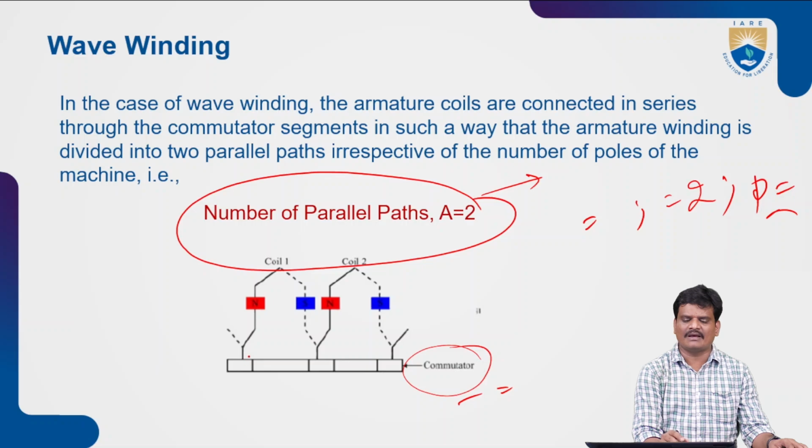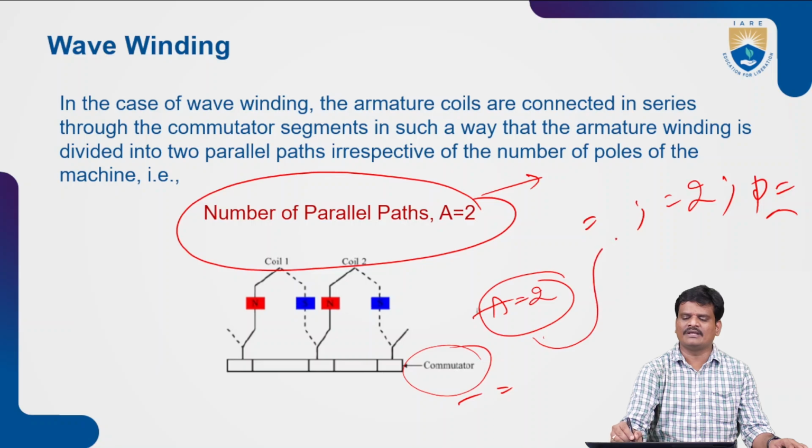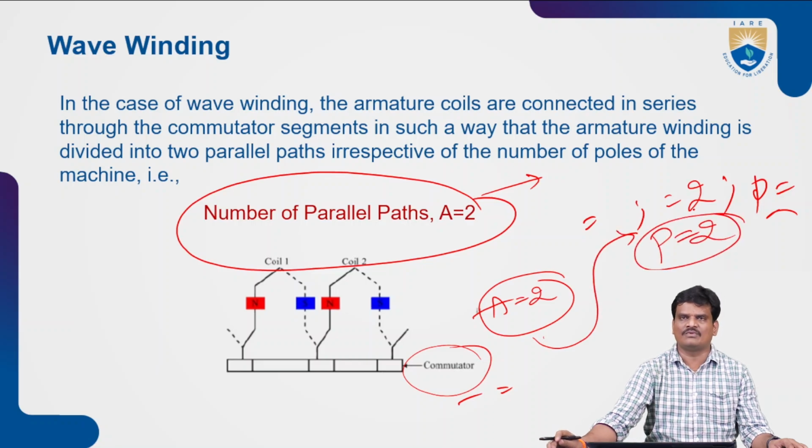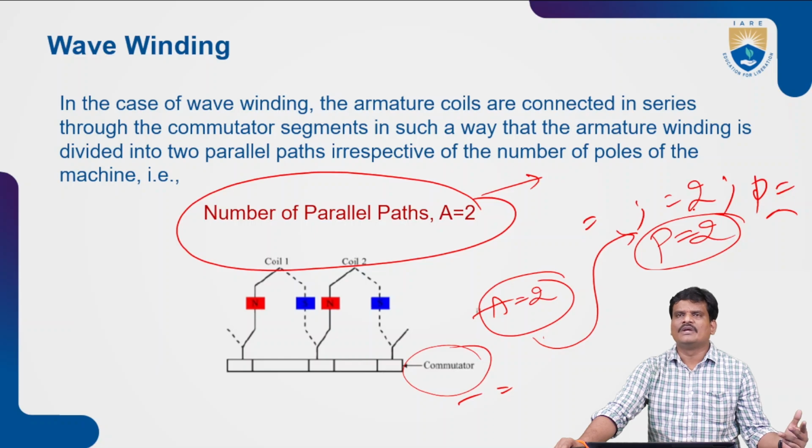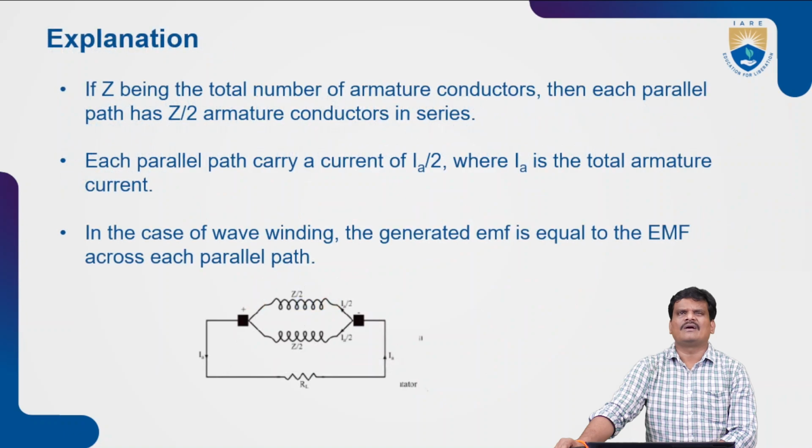Always the number of parallel paths which are maintained in case of a wave winding is nothing but what? It should be 2, irrespective of the number of poles of the machine. Whatever the number of poles of the machine, it may be 2, it may be 4, it may be 6, or it may be 8, always the number of parallel paths in case of a wave winding is represented by A equal to 2.